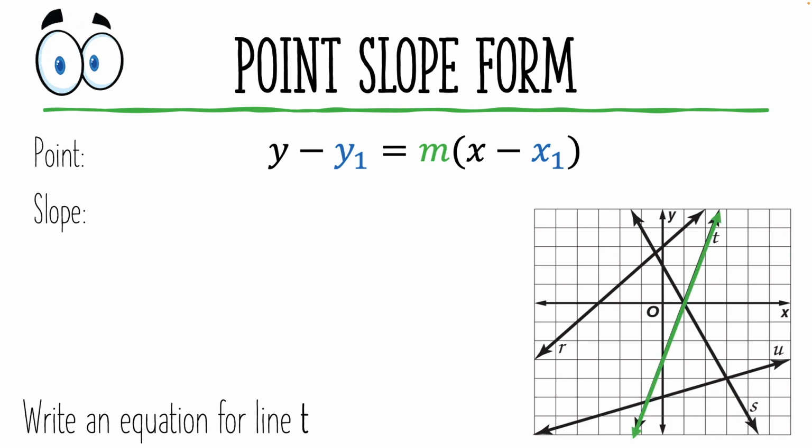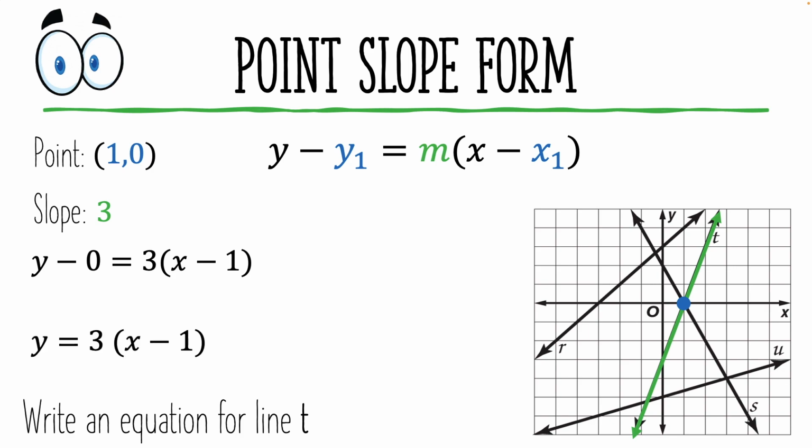All right, line T, let's try that one. We're going to put it through the point (1, 0) again. This time, though, it has a slope of 3. Speeding this up just a little bit, you should get y minus 0 equals 3 times the quantity x minus 1. And clean that up a little bit.